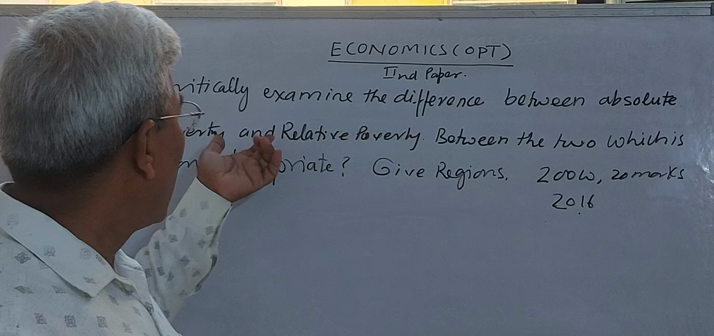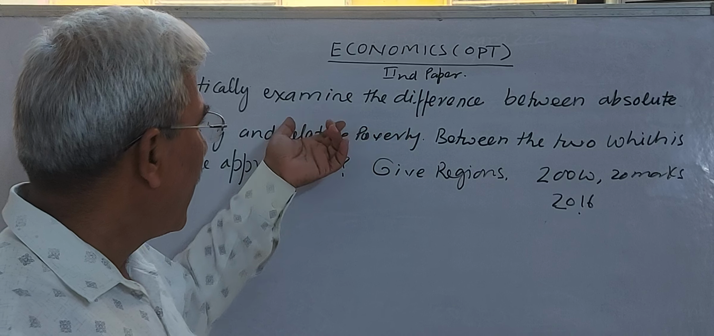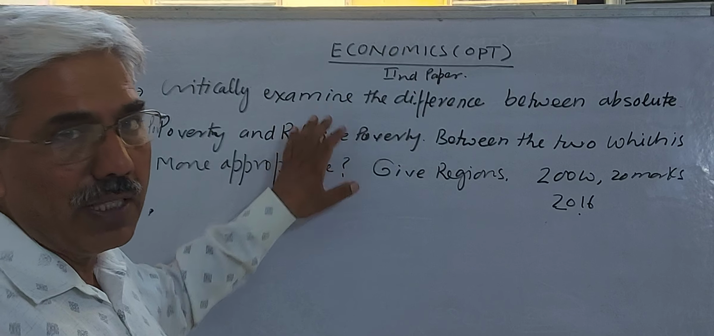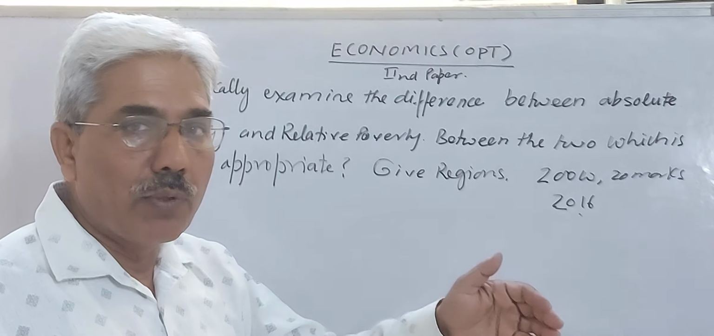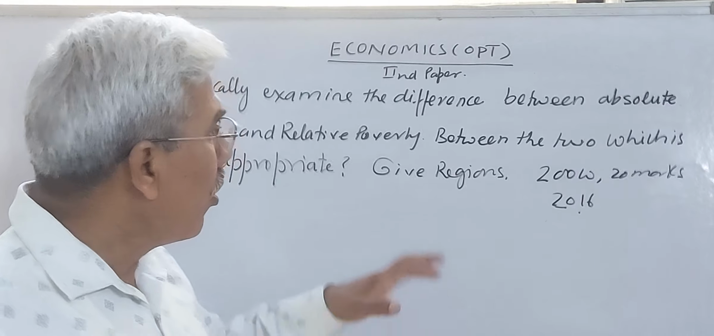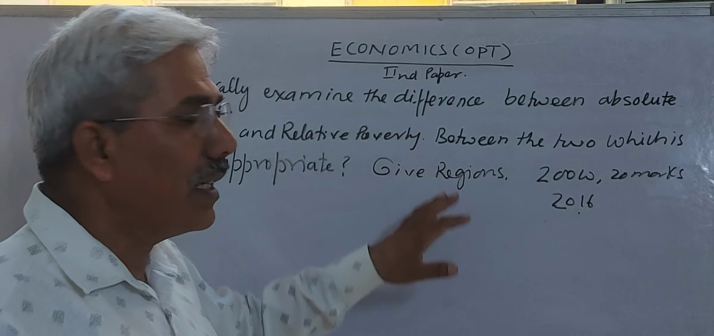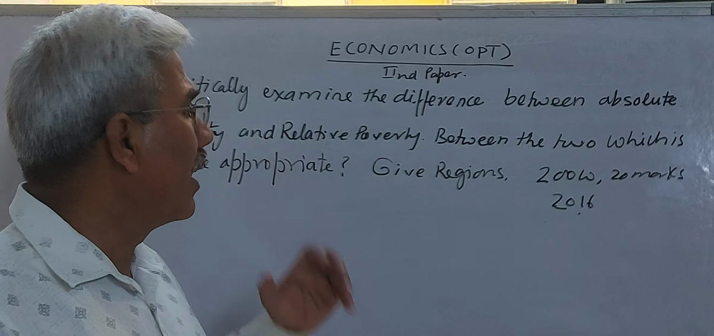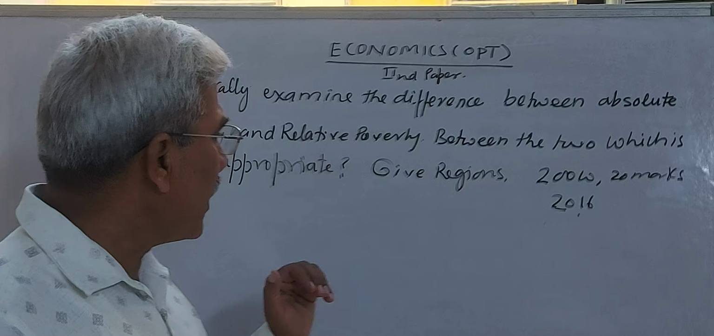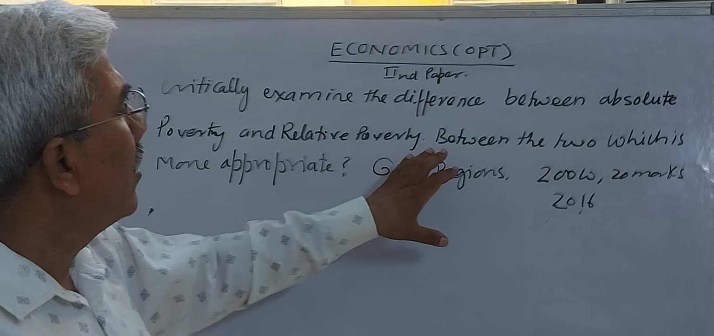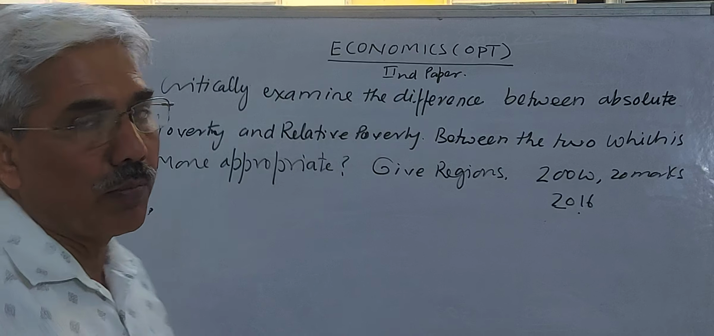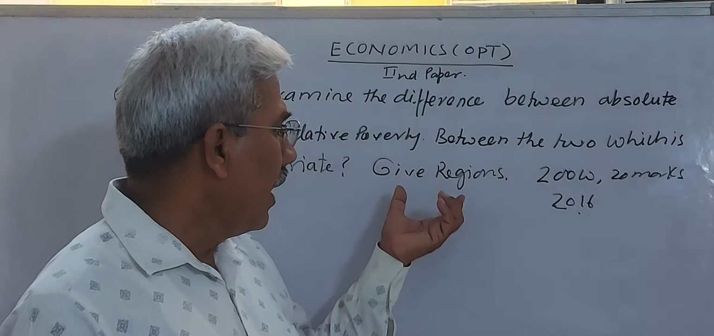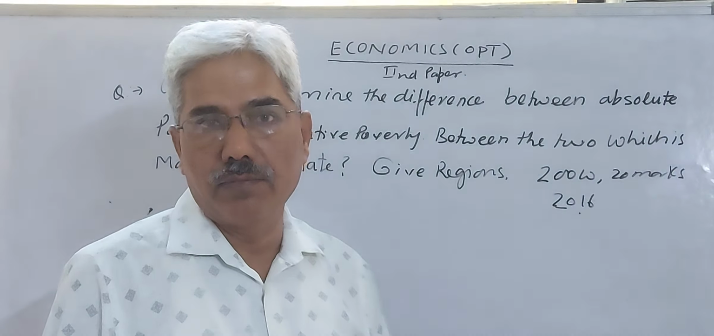Actually, this question is based on three parts. First, to critically examine the difference between relative and absolute poverty means you have to give what are the positives and what are the negatives of both methods of poverty estimates, that is absolute poverty and relative poverty. The second point which you have to discuss, that is more important: between the two, which is more appropriate. You have to justify which method is more appropriate, and for that you have to give the reason.